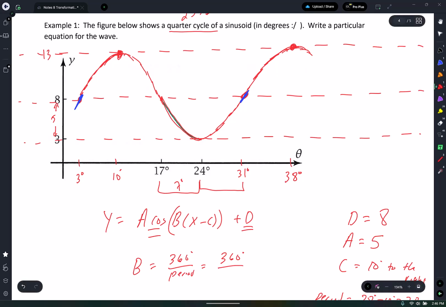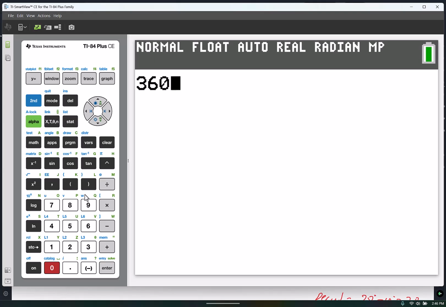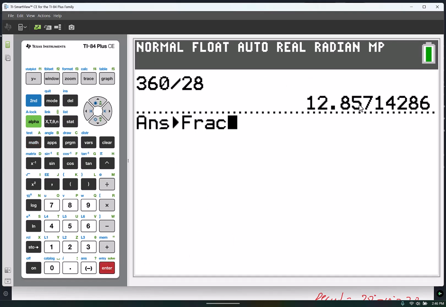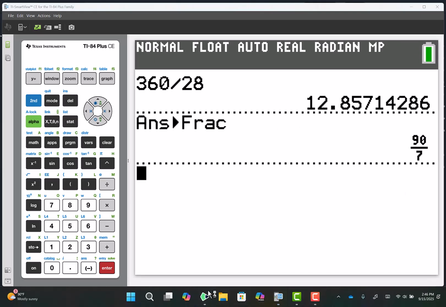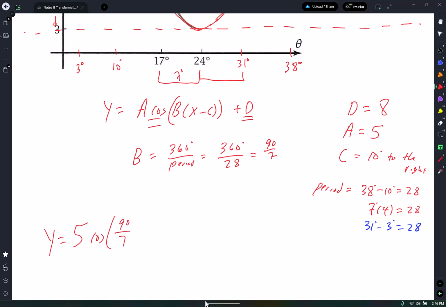So 360 divided by 28. I believe this was a fraction. Let's see, 360 divided by 28. Enter math. Don't ever do the decimals, guys, unless it stops immediately, like 12.8 or something. But if it keeps going like that, turn it to a fraction so you can get perfect. 90 over 7. So my equation: y = 5 cos(90/7 (x − 10°)) + 8.